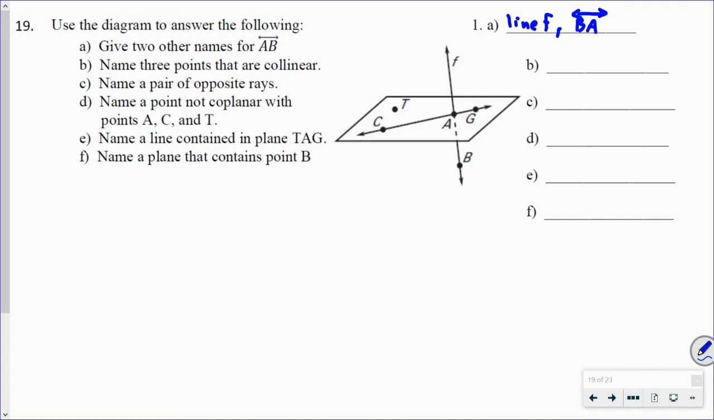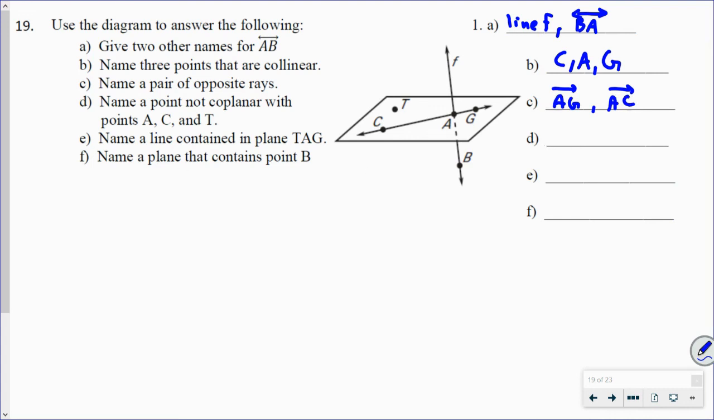Name 3 points that are collinear. Collinear means on the same line. So the only 3 points here on the same line are CAG. And again, the order of what you say those doesn't matter. Name a pair of opposite rays. Okay, so we're going to be looking at that same line to get our opposite rays because you got to have 3 points. So we're going to say ray AG and ray AC. Remember, the first letter in your ray is the point that it starts. Okay, so this ray starts at A, goes through G. This one starts at A, goes through C.